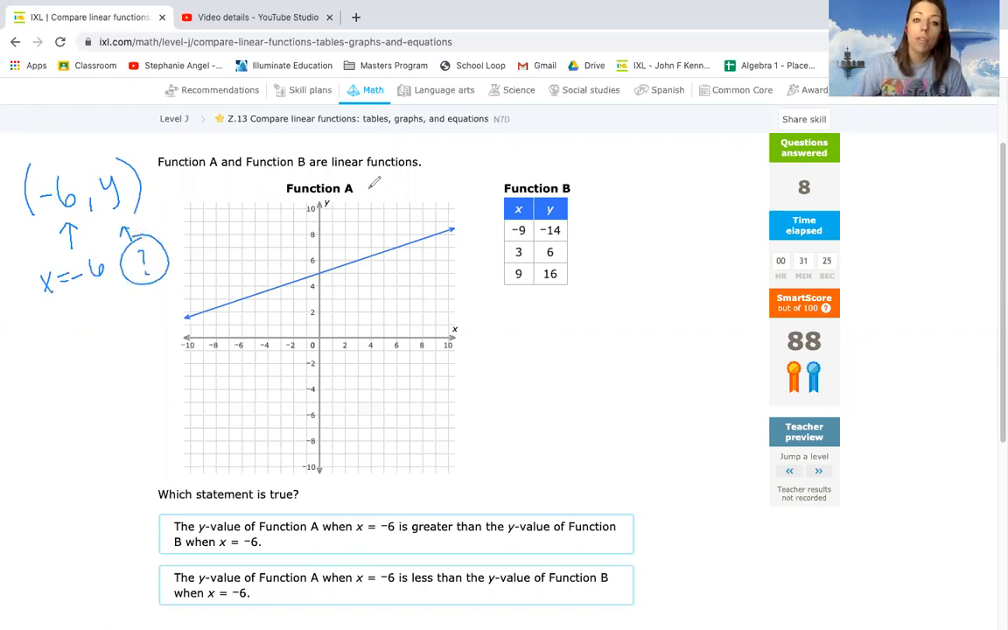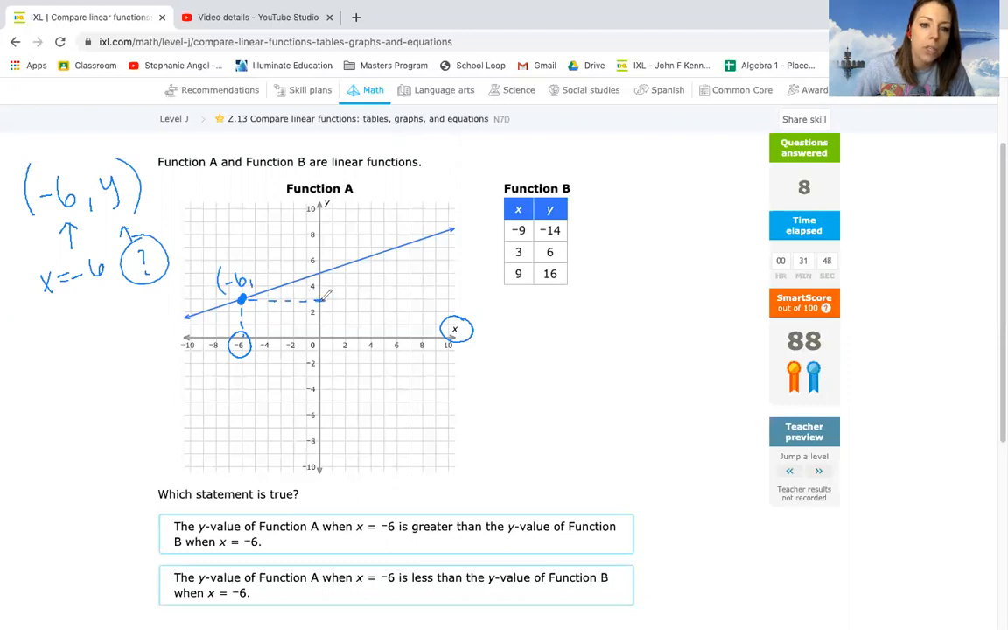So in a graph, we're looking for the point on the line where x is negative 6. So if I look here, here's where x is negative 6. What's the value of y on the line? I'm just going to trace this up here until I find the point. Here's the point on the line where x is negative 6. What's the value of y?